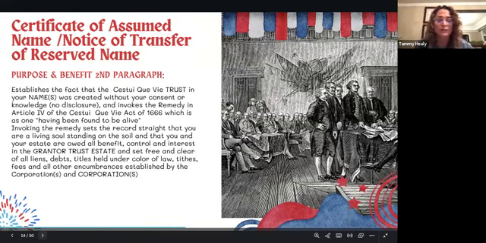Invoking the remedy sets the record straight that you are a living soul standing on the soil and that you and your estate are owed all benefit, control, and interest in the grantor trust estate and set free and clear of all liens, debts, titles held under color of law, tithes, fees, and all other encumbrances established by the corporations and corporations.